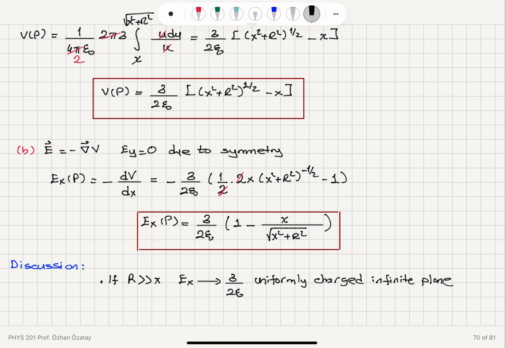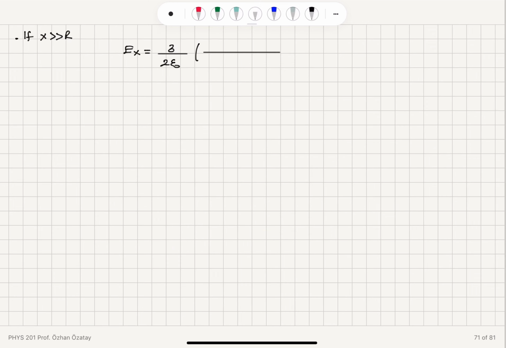It was 1 minus x over square root of x squared plus R squared. So if this goes upstairs, it becomes square root of x squared plus R squared minus x, divided by square root of x squared plus R squared. So I write it with the common denominator: square root of x squared plus capital R squared minus x, divided by square root of x squared plus capital R squared, and I'm looking at this in the limit R is much less than x, or R is approximately equal to 0.